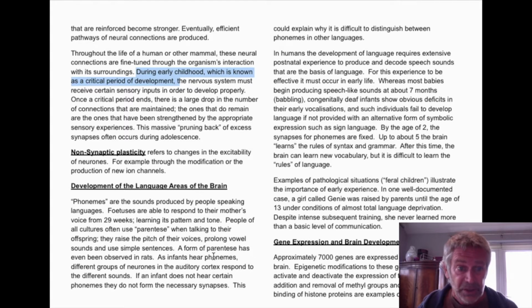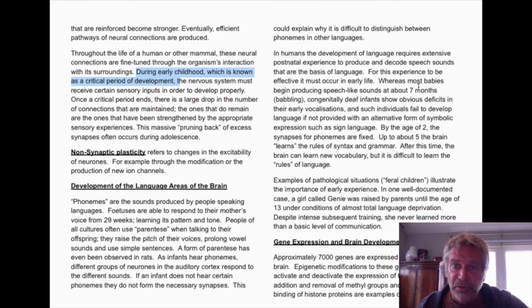As you hear these phonemes, you have different neurons responding to the different sounds. And if you don't hear these critical sounds at an early age, then you never form these necessary synapses. So this is why it's very difficult to distinguish phonemes in other languages, those that don't exist in English for us. The development of language requires lots and lots of experience to be able to decode sound and work out what it means in language. And again, this has to occur in early life.